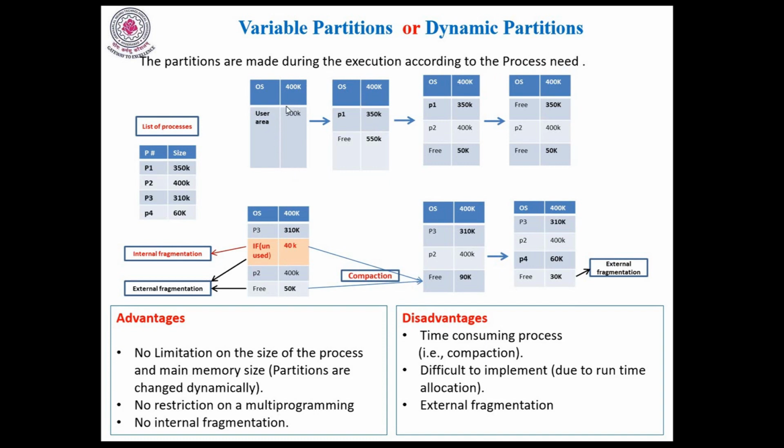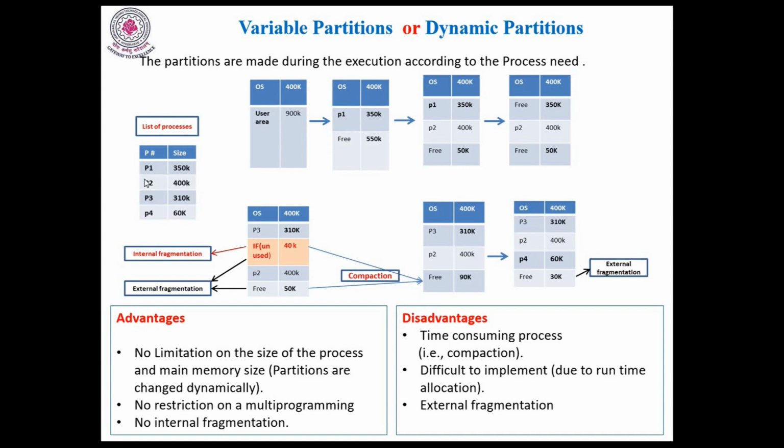The user area is divided into multiple partitions with respect to the process need. Let us assume a list of processes P1, P2, P3, P4, and this is the user area. Now I am applying the dynamic partition method. My P1 requirement is 350K. As per the definition of dynamic partition, 350K is less than 900K. The condition is true, so as per my requirement, it is divided into two partitions. You see, P1 350K is considered as one partition and the remaining as another.